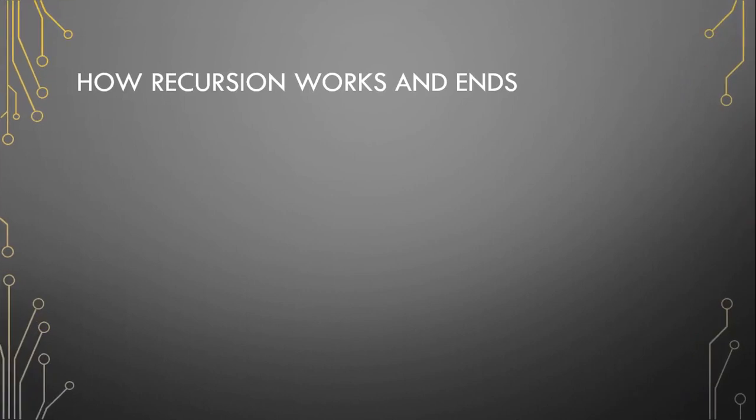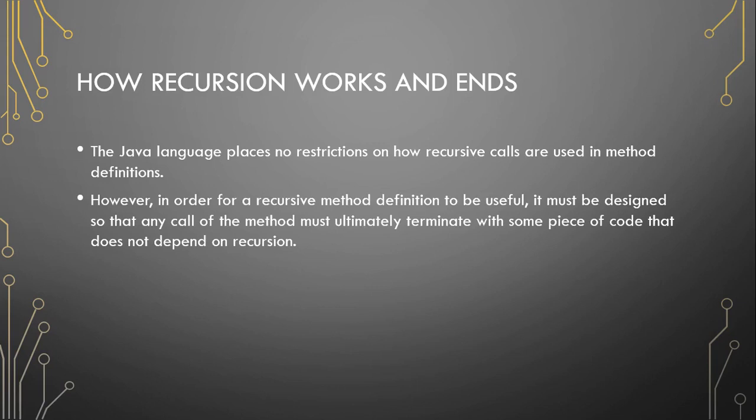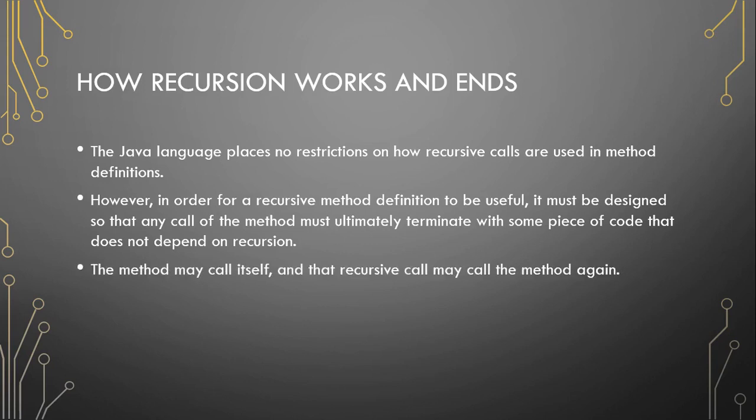So, how recursion works and how it ends. The Java language places no restrictions on how recursive calls are used within method definitions. However, in order for a recursive method to be useful, it must be designed so that any call of the method must ultimately terminate with some piece of code that does not depend upon recursion. Otherwise, it's going to keep calling itself.